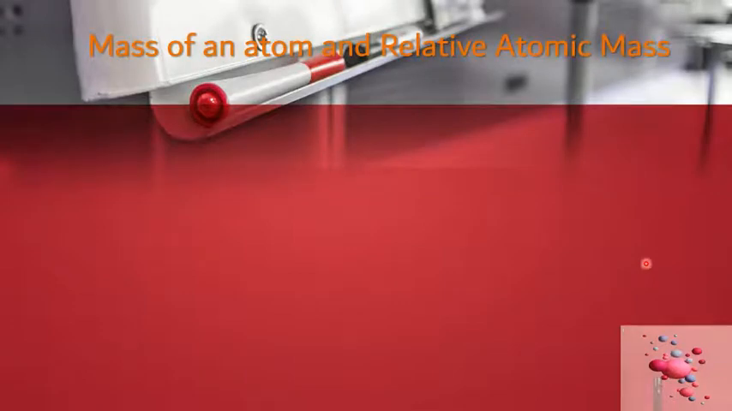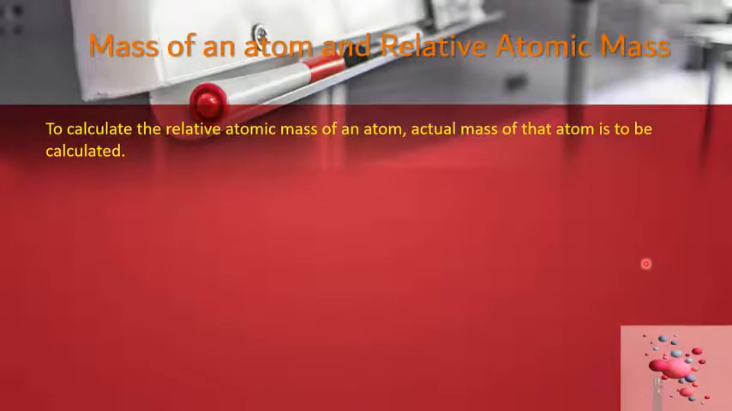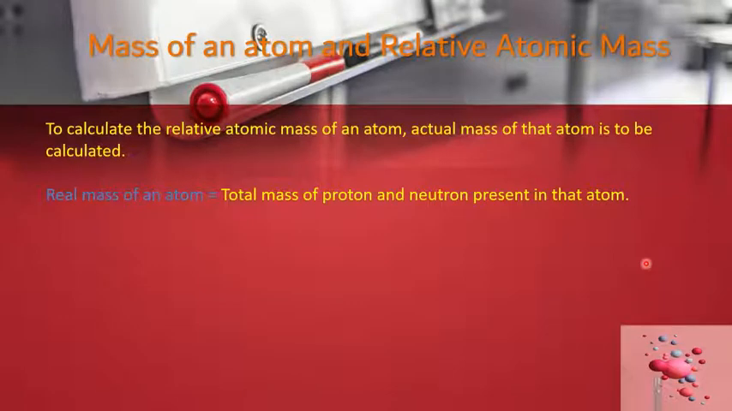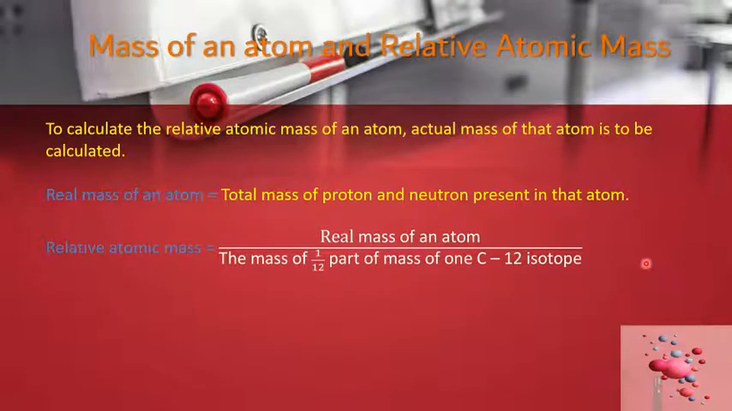Mass of atom and relative atomic mass. To calculate the relative atomic mass of an atom, the actual mass of that atom is to be calculated. At first, you have to calculate the actual mass of the atom. And the actual mass of the atom is the total mass of proton and neutron. Here, the real mass of an atom equals the total mass of proton and neutron present in that atom.